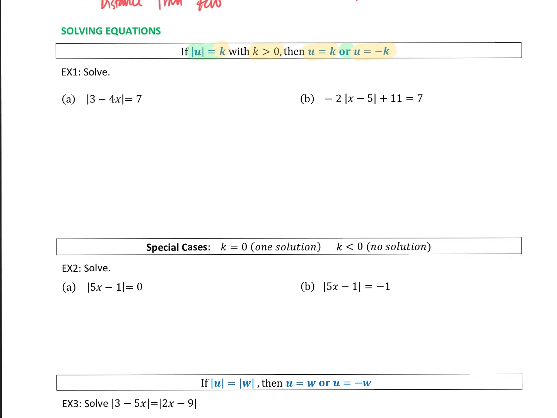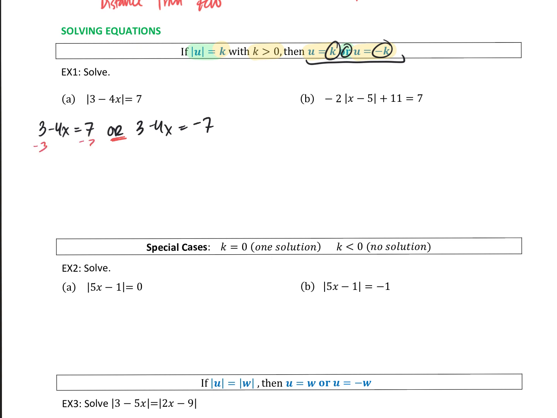So for example 1, let's take a look. We have the absolute value of 3 minus 4x equals 7. So again, we can split this up using our rule, equal the positive or the negative. 3 minus 4x equals positive 7, or 3 minus 4x equals the opposite of 7. Again, either the positive or the negative version. So let's go ahead and solve each of these. And again, it's important to put OR in between when you're solving this.